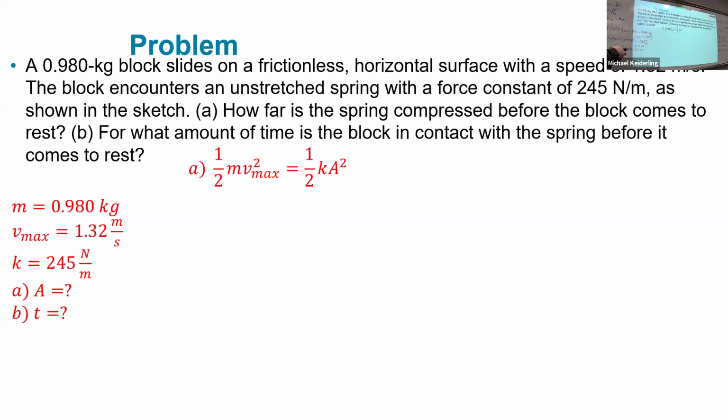So 1/2 mass times velocity max squared equals 1/2 K times amplitude squared.